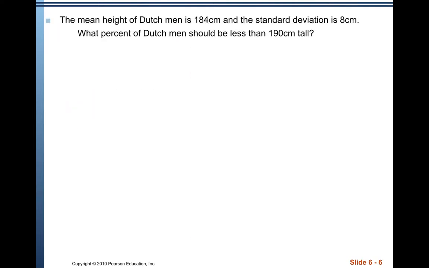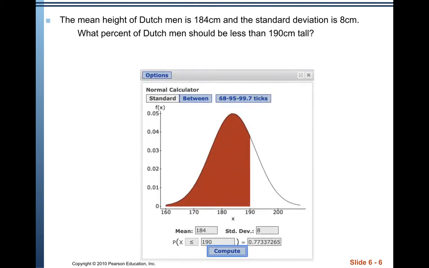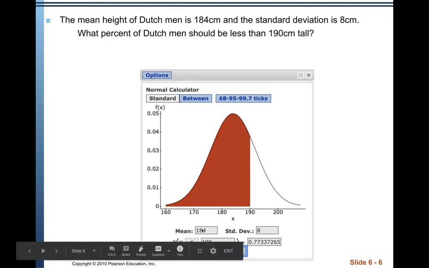So to show you how it works, here's an example that I stole from the textbook. So we have the mean height of Dutch men is 184 centimeters, and the standard deviation is 8 centimeters. What percent of Dutch men should be less than 190 centimeters tall? So again, on StatCrunch, I go to Stat, I go to Calculators, and I go to Normal. Okay, and when I get that, this comes up. Okay, and you'll notice I put in the mean where it says mean, so 184.